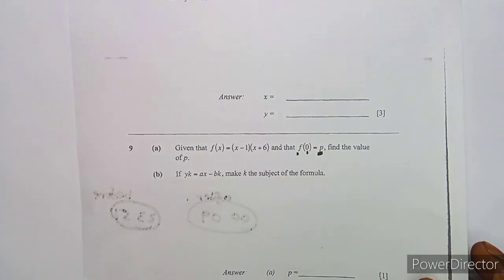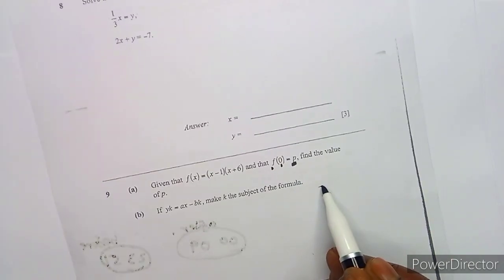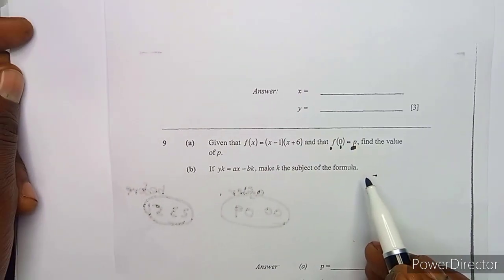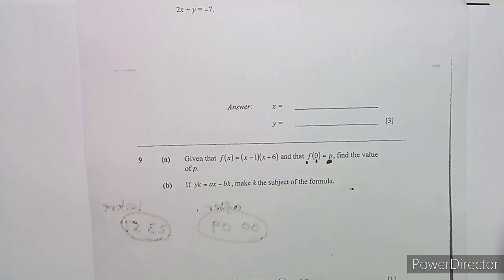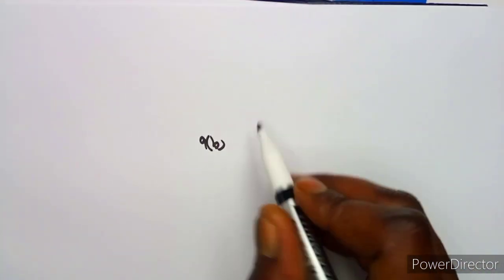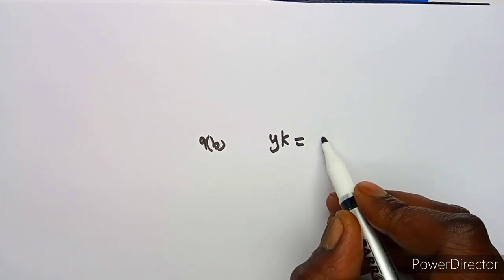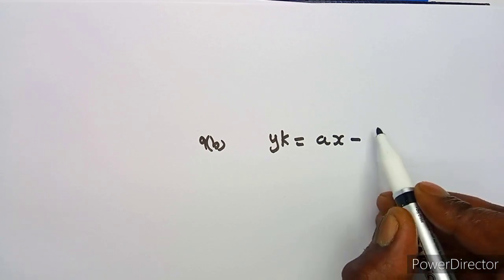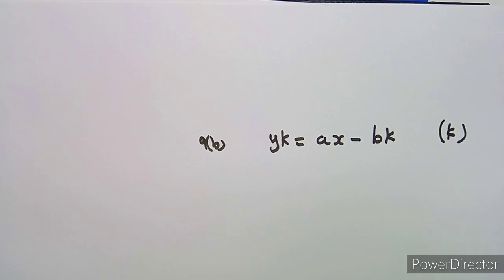Okay, that's it, guys. And then we are given a question where you are supposed to make k the subject of the formula. Okay, so I'm just going to rewrite that down so that we can see how we were supposed to simplify this. All right, that's 9b. yk is equivalent to ax minus bk. All right, so that's what you're given, and you want to make k the subject.